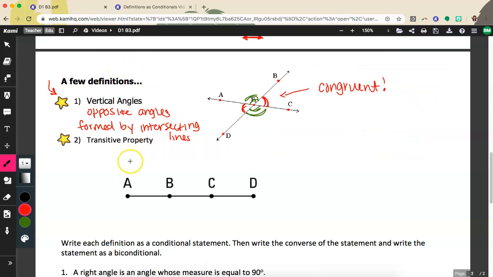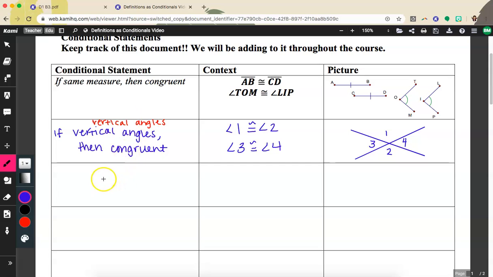Our other vocab word is transitive property. So transitive property basically says if there are two things equal to the same thing, then the third pieces are equal to each other. And that's a little bit confusing. So an easier way to see that is with an example, and then we'll add it to our sheet. Actually, I'm going to add it to the sheet right away so we don't write it all twice. So let's go over to our statement sheet. I'm going to draw the picture first. Draw a straight line. I'm just recreating that picture you had. A, B, C, then D.